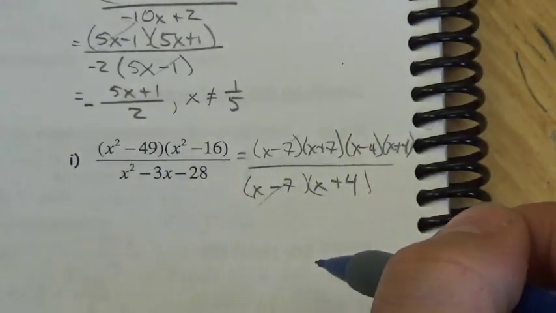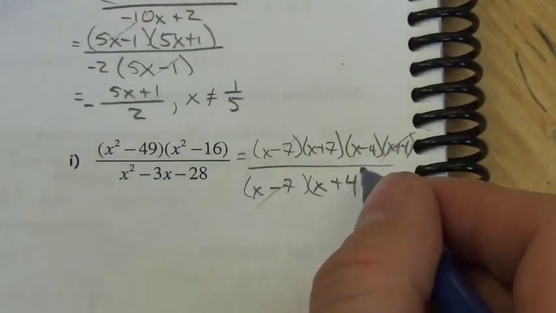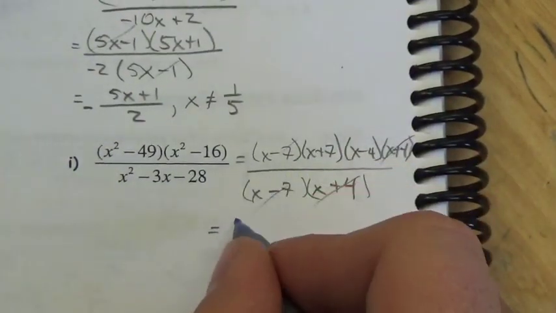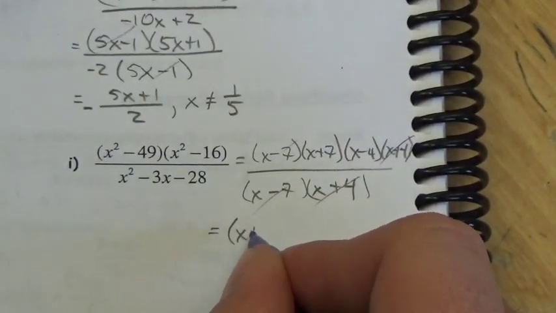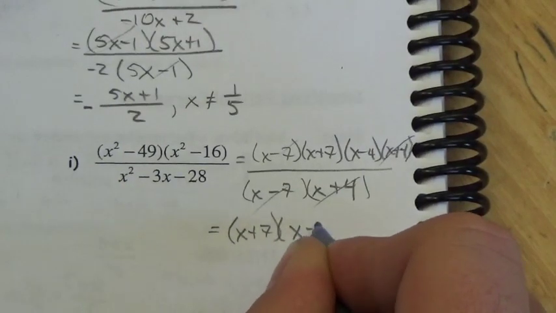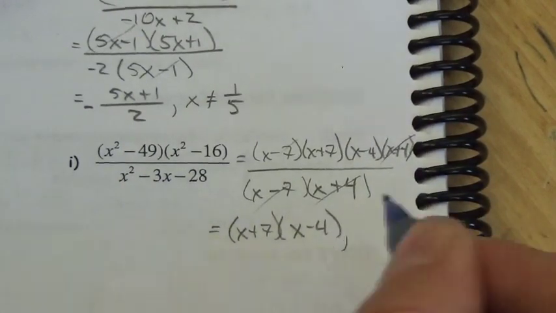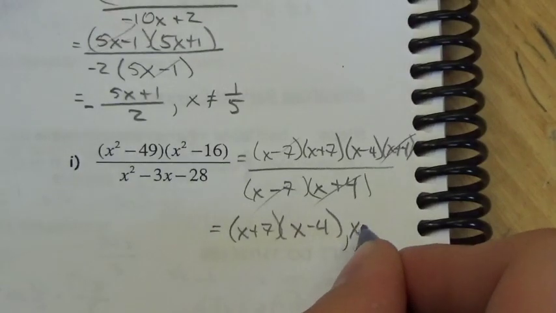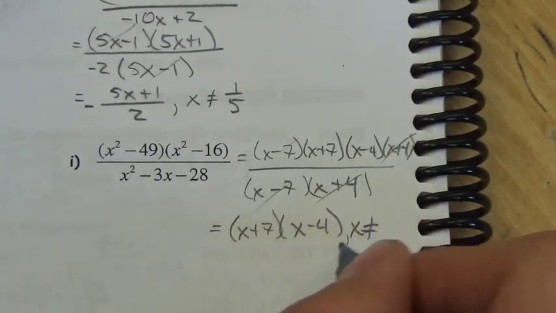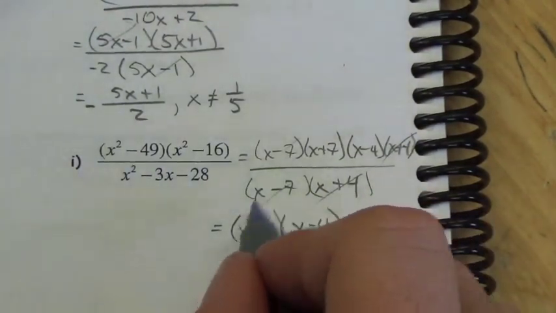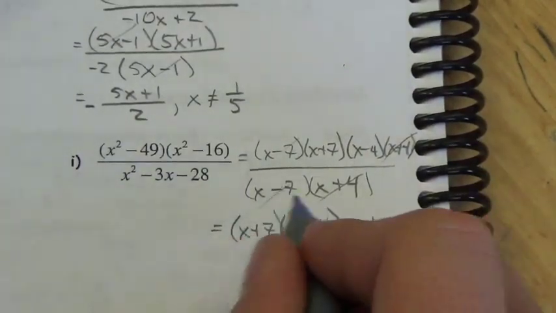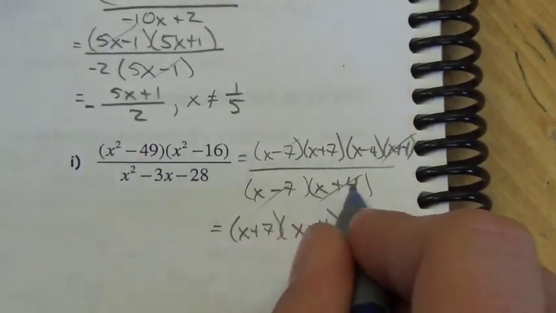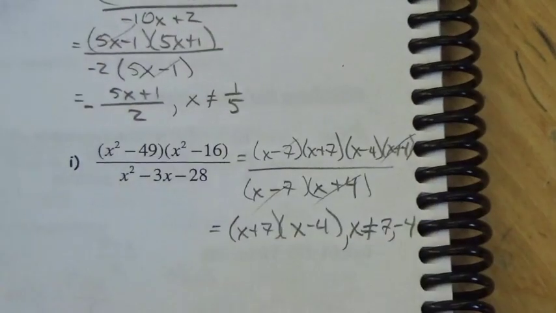x minus 7 will divide to get 1. x plus 4 will divide to get me 1. So this is going to be left with x plus 7 multiplied by x minus 4. Now I have got 2 removable discontinuities here because I canceled the 2 of them. The denominator is completely gone. x cannot equal 7. x cannot equal negative 4. Those are my removable discontinuities.